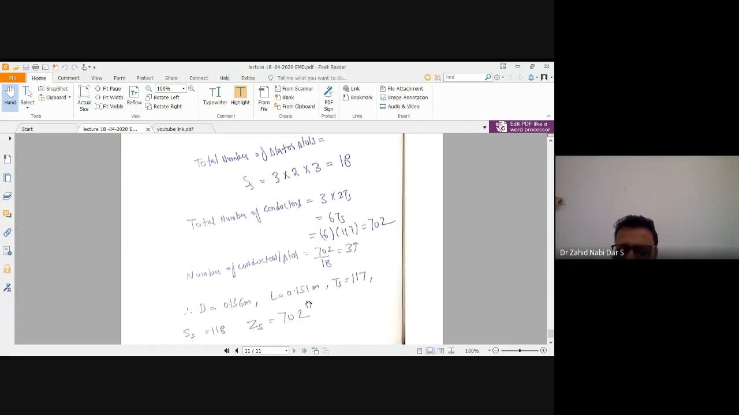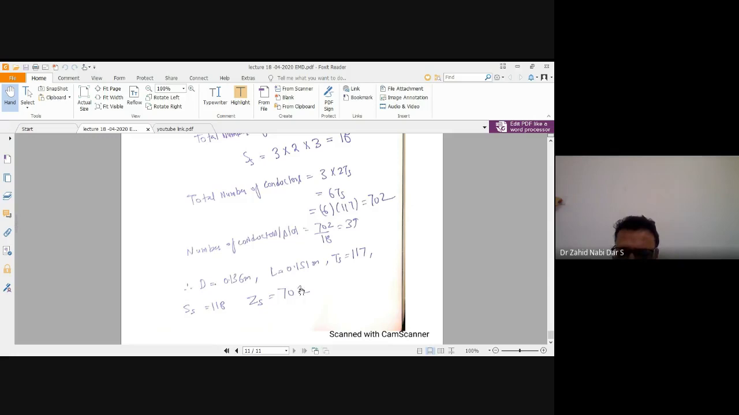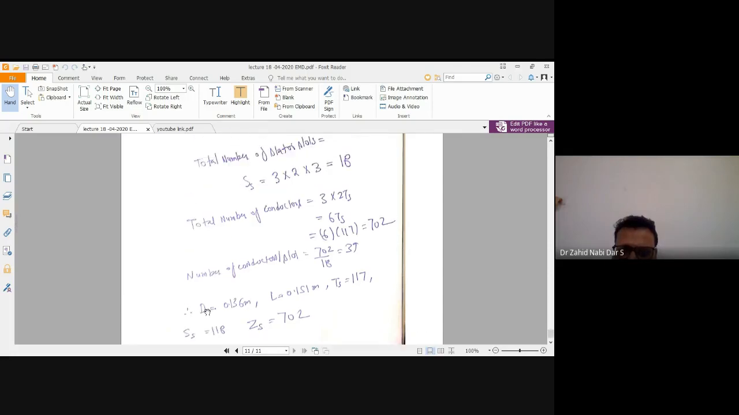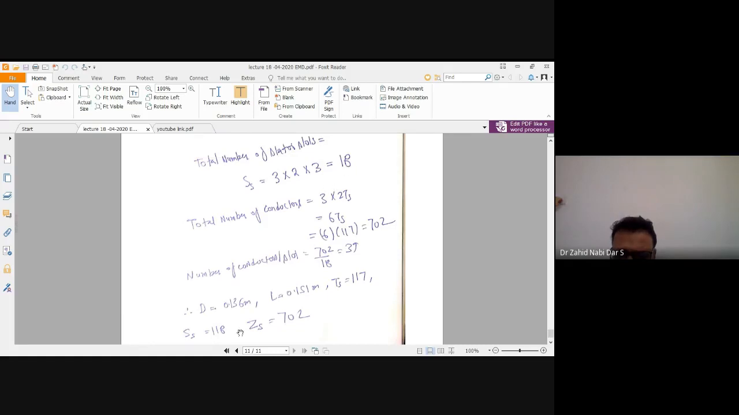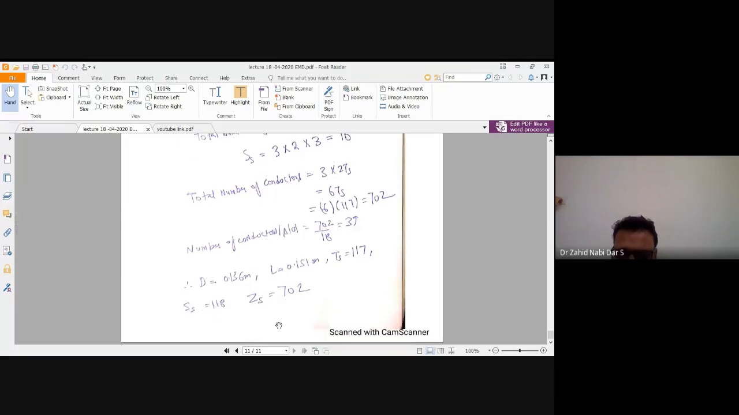So we have arrived at all the values; whatever was asked, we have calculated. We have calculated the diameter, the length, the turns per phase, and the total as well. This is 18, not 118, so please be careful, there is a typing error here. This is 18, and the total number of conductors is 702. So this was my lecture.